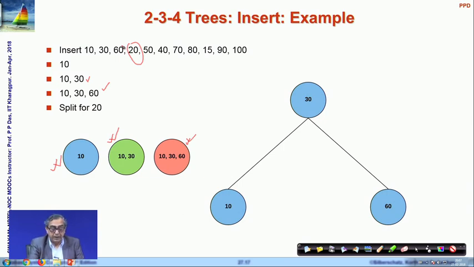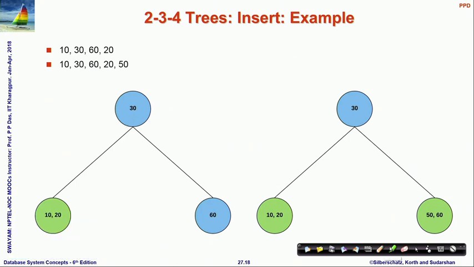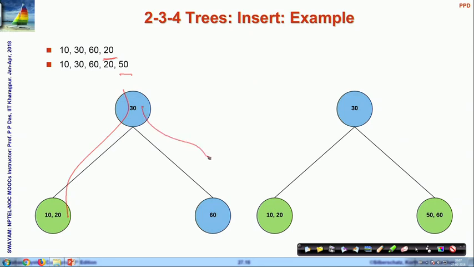So, you split and the middle moves to the top as 30, and then you have 2 children, 10 and 60. After the splitting, you move on to actually inserting the intended 20. 20 is inserted on this side because it is smaller than this and comes here. So, this 2 node becomes a 3 node. Then you insert 50, which goes on this side and gets inserted here. So, your insertion continues.